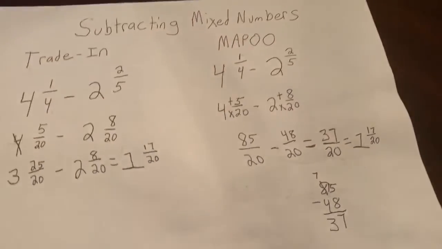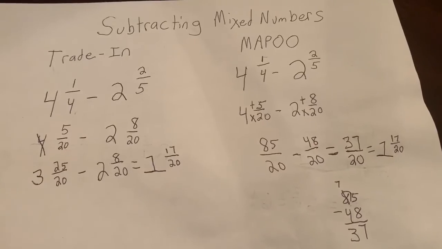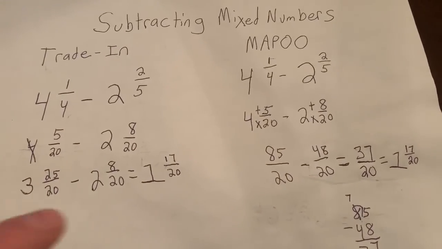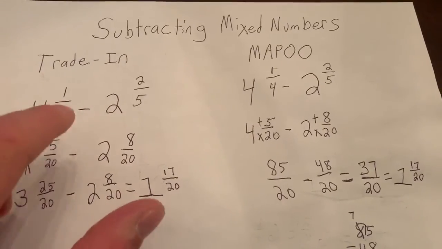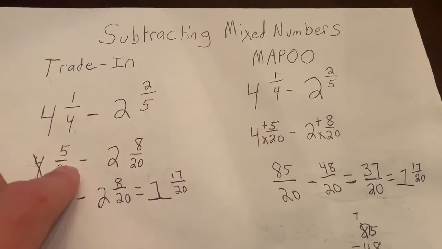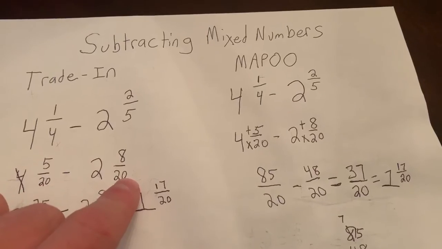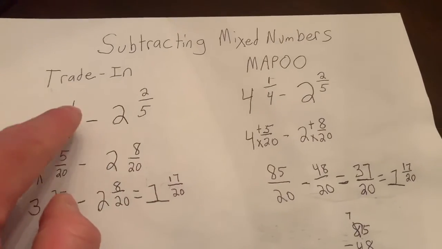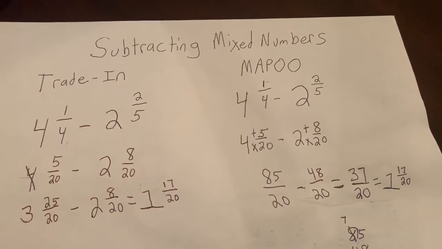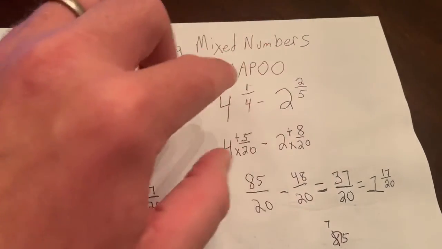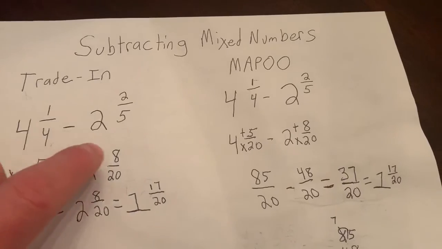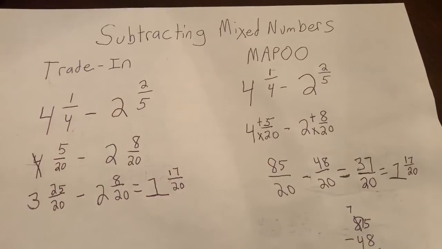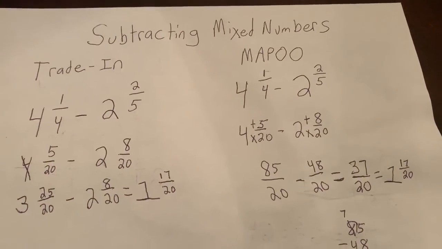So, like I've told you before, it's important to have multiple methods. Okay, so when you do subtracting mixed numbers, be really careful if the front fraction is smaller than the second fraction, you're going to either need to make a trade, or you can use MAPU to solve it. Now, sometimes this fraction will be bigger than this fraction and you won't have to make a trade and you'll just complete it like normal.